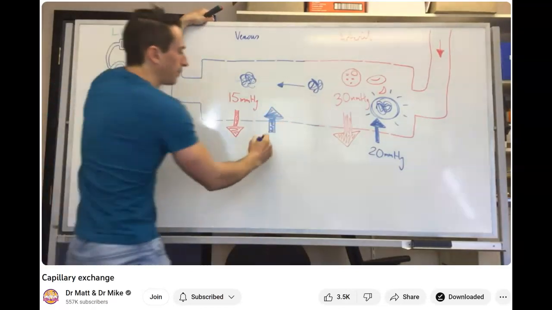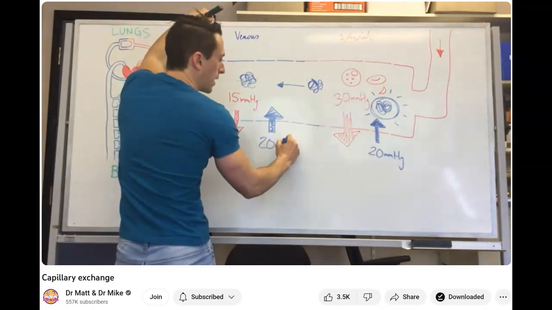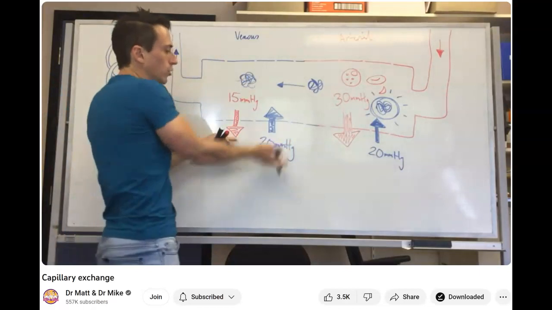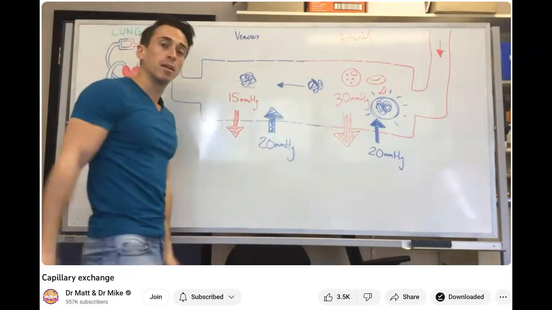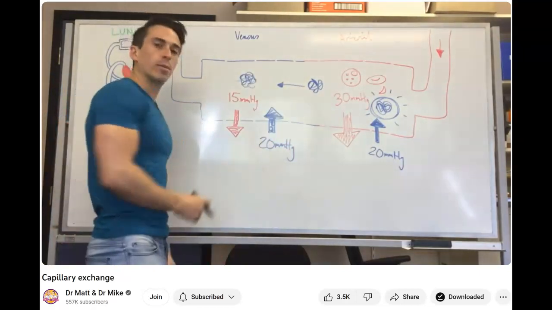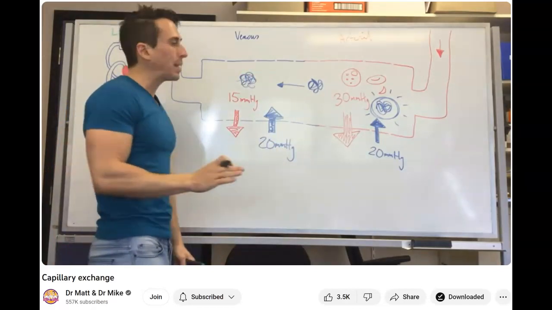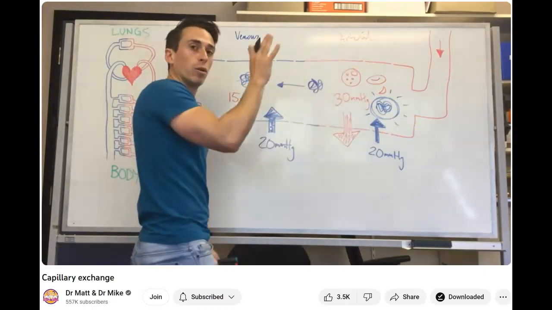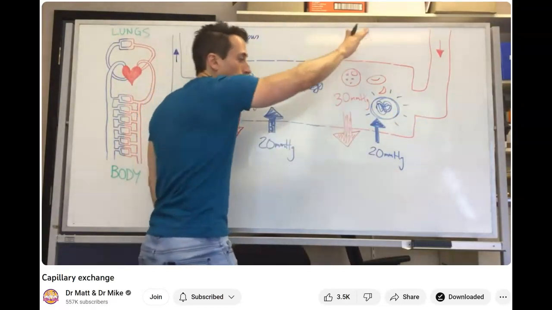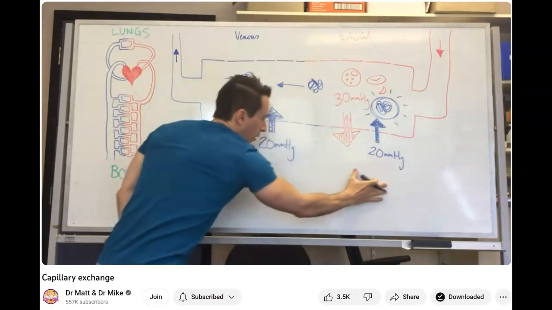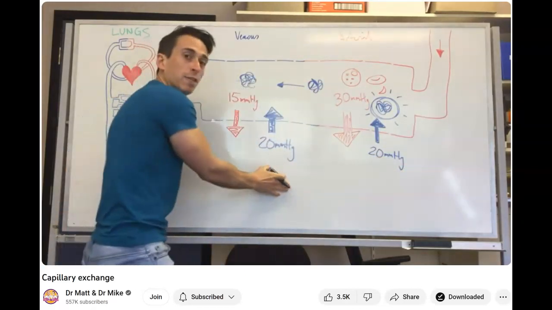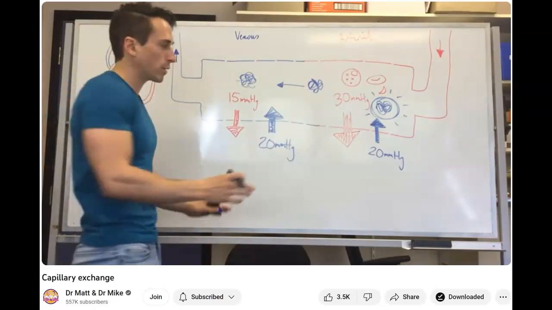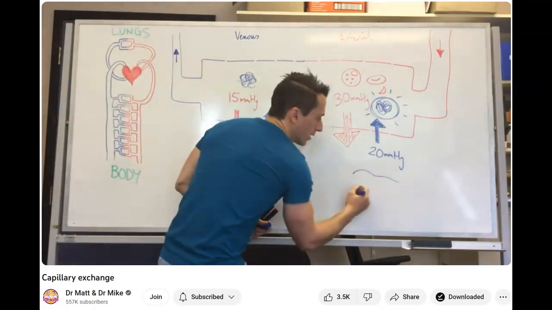So have a look now. If you were to measure the pressures against each other, which one now wins? Well, 15 out, 20 in, the pull in now wins. The difference, 5 millimeters of mercury. So what that means is, at the arterial end, we have a bulk flow or a net flow of fluid being pushed out. And then when we get to the venous end, we have a net flow of fluid being pulled back in.